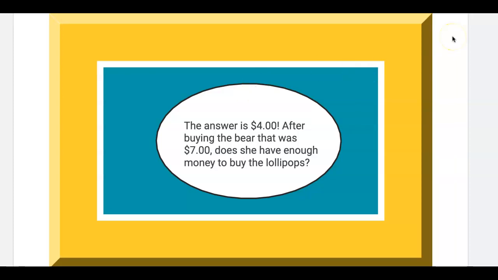After buying the bear that was $7, does she have enough money to buy the lollipops? So this is where students would have to figure out. And remember, if she had $7 left and the lollipops are $4, does she still have enough money to buy the lollipops?